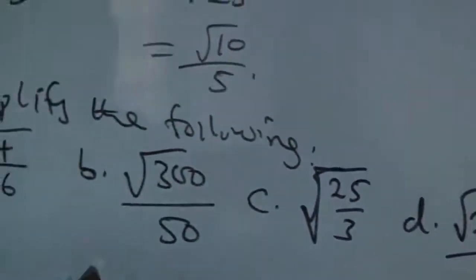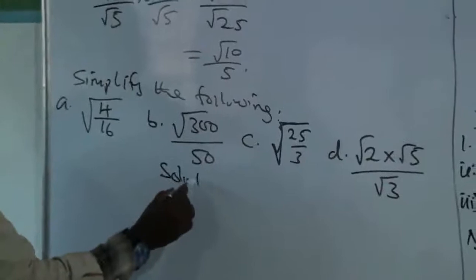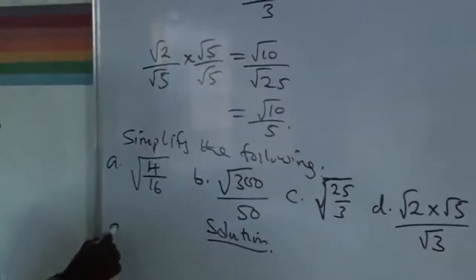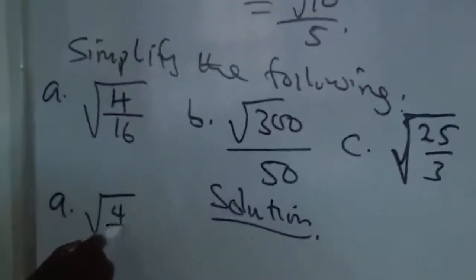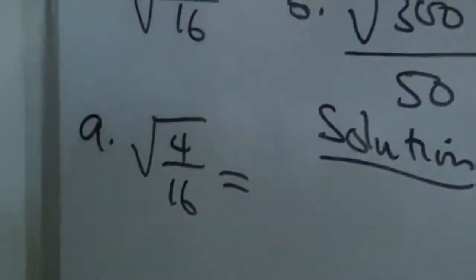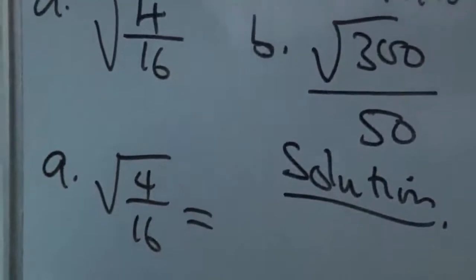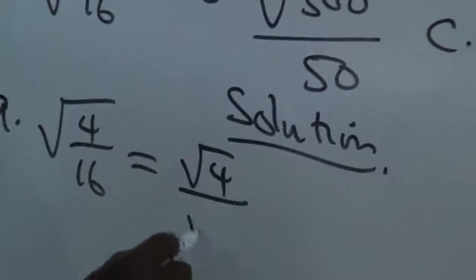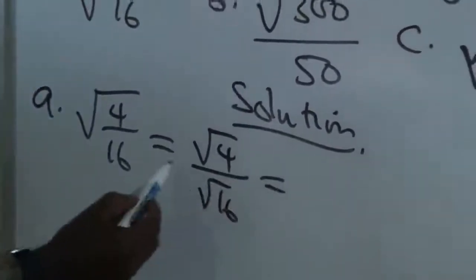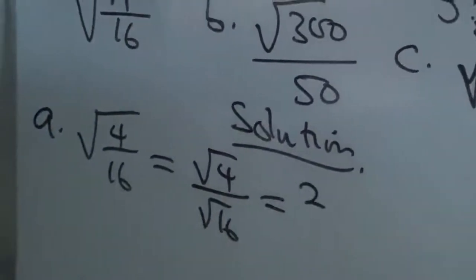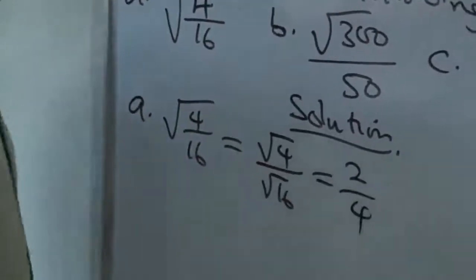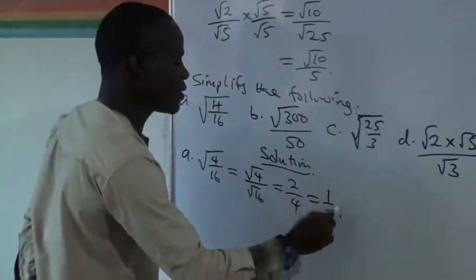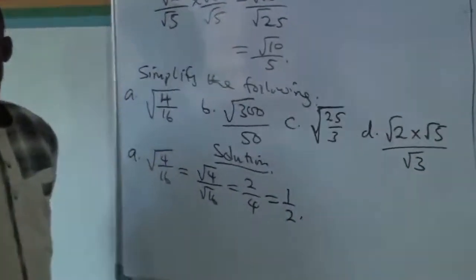Alright. The first question here is root 4 over 16. Now, from the rules of surds that we've discussed earlier, you see this can be split into root 4 all over root 16. And the root of 4 is what now? 2. Root of 16 is 4. And this can be 1 all over 2. Okay?